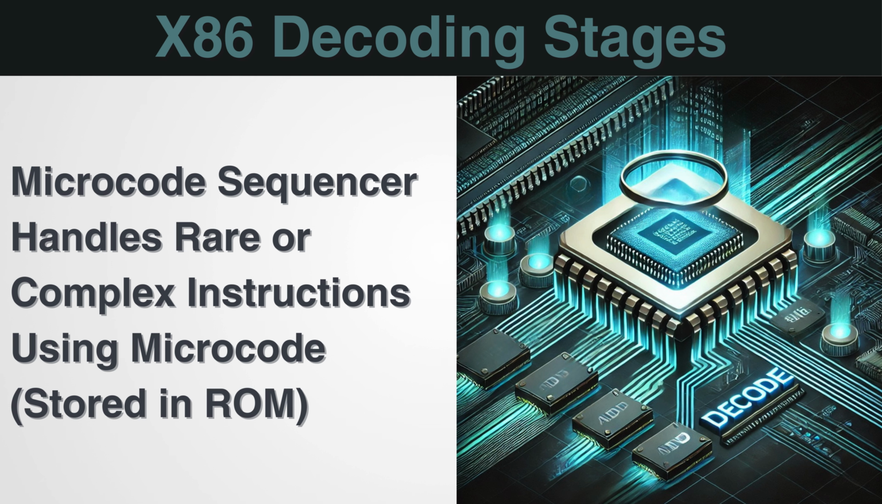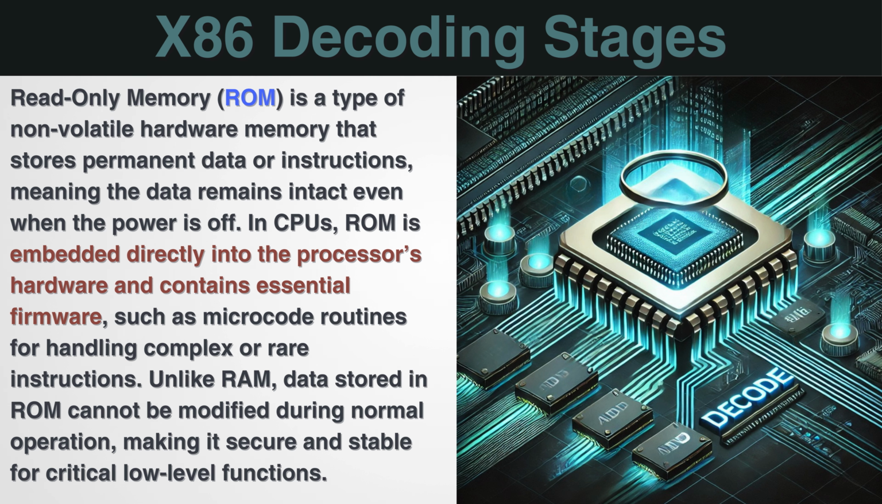handling rare or complex instructions using microcode ROM. Now remember, ROM is read-only memory, a non-volatile storage area containing predefined, unchangeable instructions the CPU can use to handle complex or uncommon instructions. Microcode ROM is used here because certain x86 instructions are too complex for standard decoding logic. So the CPU references these built-in microcode routines to generate the correct series of micro-operations without needing to decode them from scratch each time.